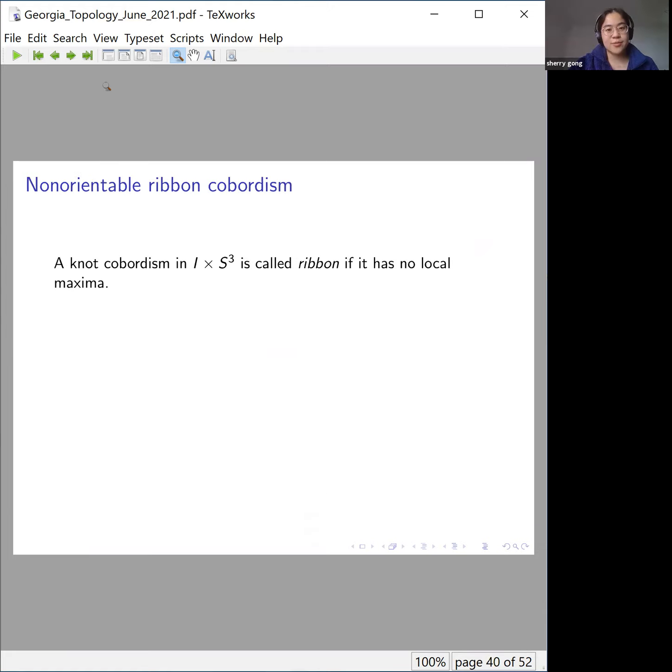So these corollaries are also analogous to the ones in Juhasz, Miller, and Zemke. One of them is about non-orientable ribbon cobordisms. For a knot cobordism, we call it ribbon if it has no local maxima. So in particular, a ribbon concordance is a concordance which is also a ribbon cobordism.